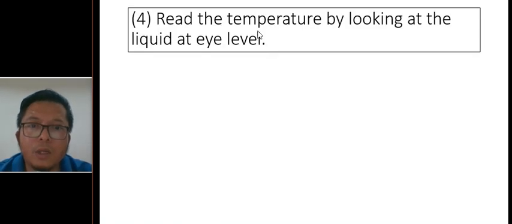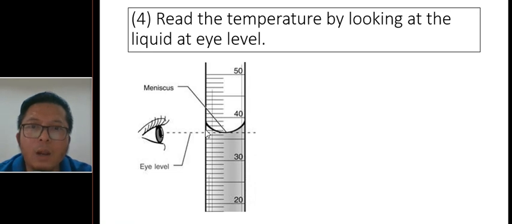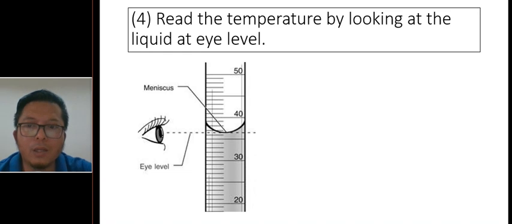Read the temperature by looking at the liquid inside at eye level. Look here. Now this is the thermometer. So there's a liquid inside. What happens is, inside the thermometer there will be a curve like this one. Ada bengkok sikit macam ni. And that is called the meniscus. So what we need to do is read the bottom of the meniscus. Lihat bawah.